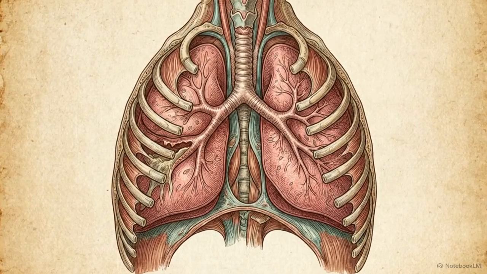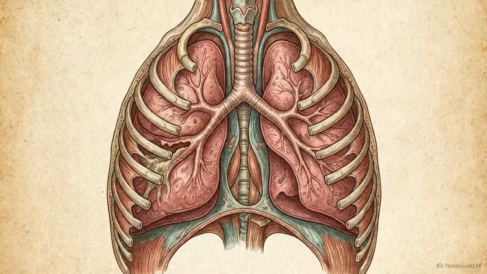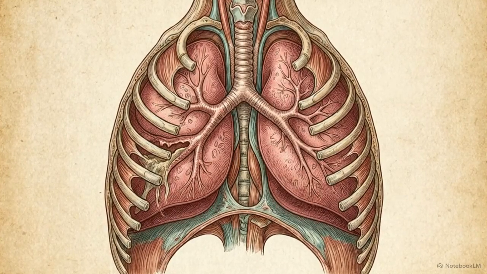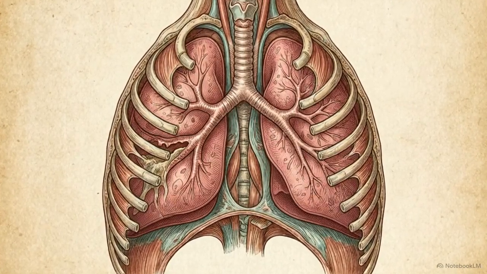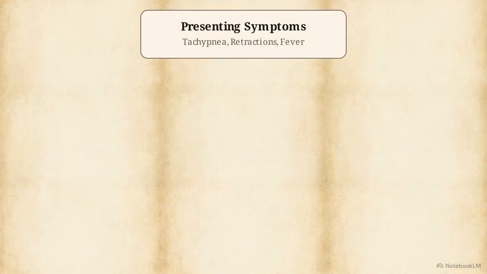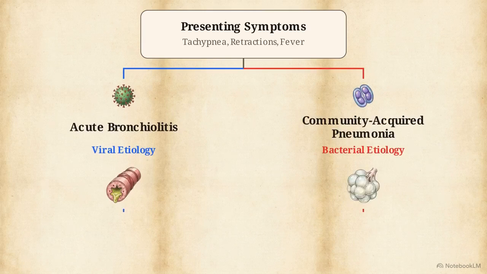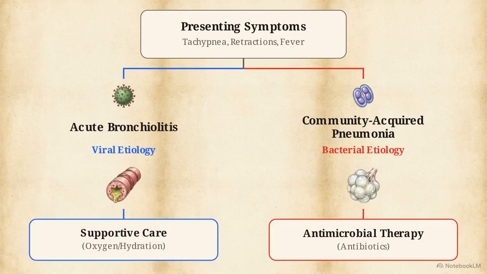Lower respiratory tract infections are the leading infectious cause of death for children globally. For the clinician, every struggling patient is a high-stakes puzzle. Take a typical 6-month-old infant. They present with tachypnea, subcostal retractions, hypoxemia, and a fever. On the surface, these symptoms are ambiguous. They could signal acute bronchiolitis or community-acquired pneumonia, two diseases that require fundamentally opposite clinical interventions.